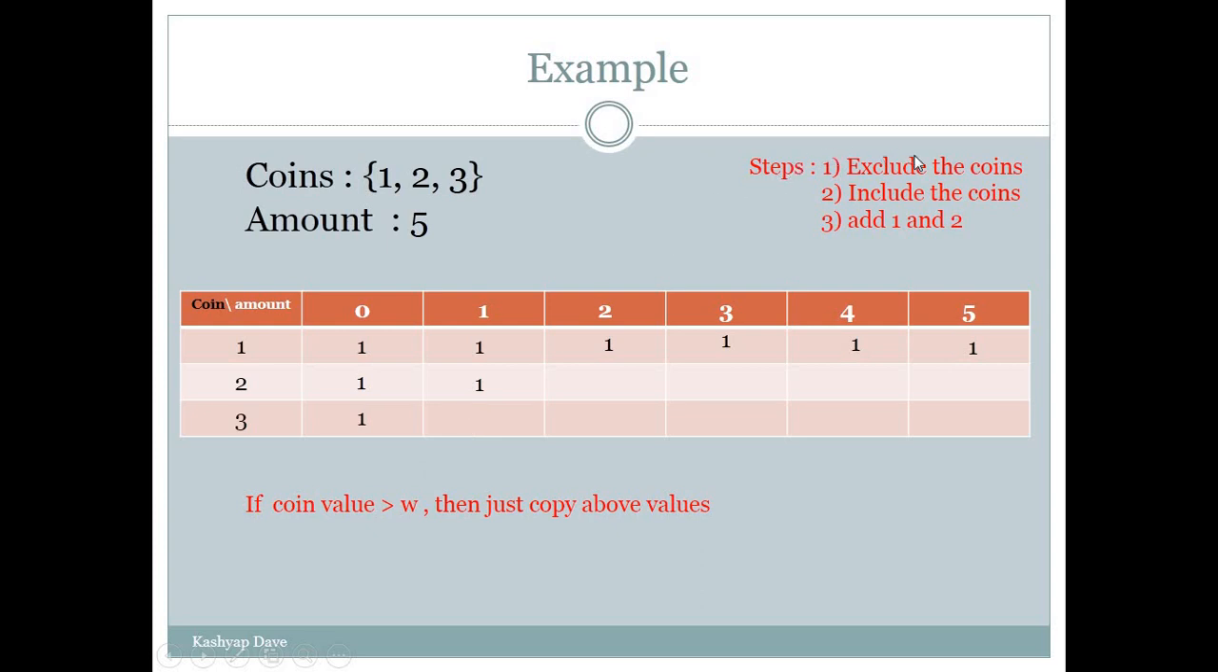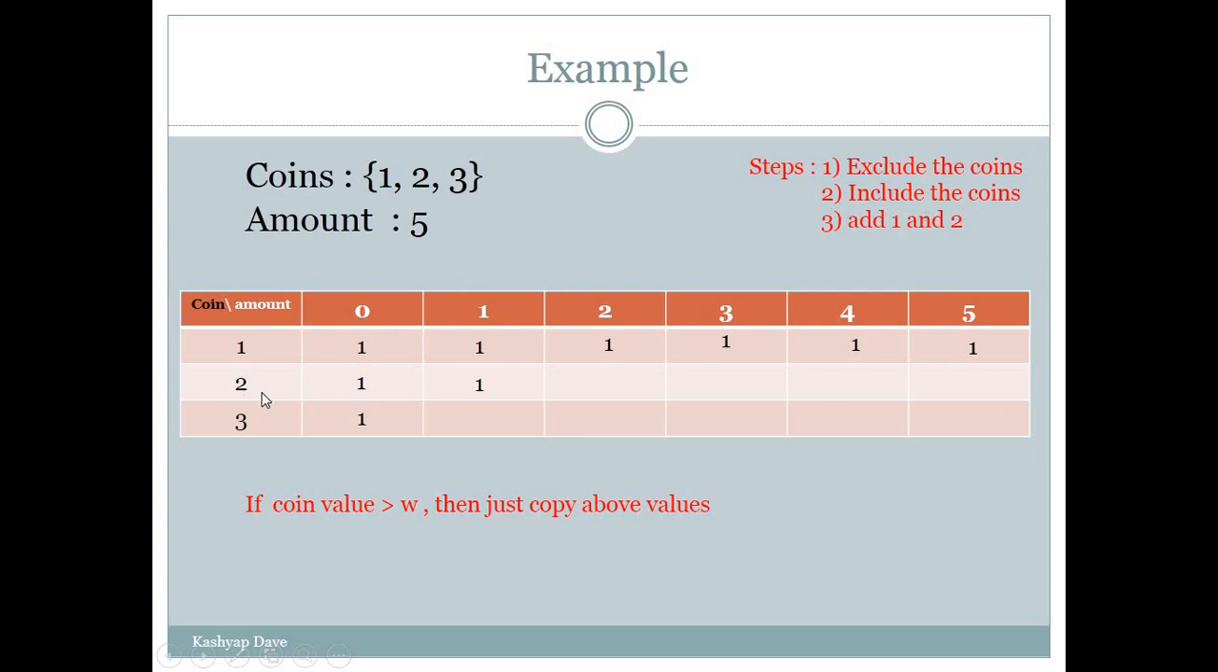Now our coin is 2 and amount is 2, so this condition is false. Then we will have to apply these steps. This step says first exclude the coin, meaning if we do not use this 2 rupee coin, then how many ways do we have? So we have one way. If we do not use this 2 rupee coin, only use 1 rupee coin, then we have one way to make amount of 2.